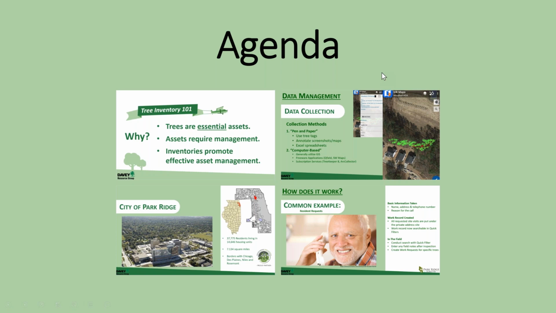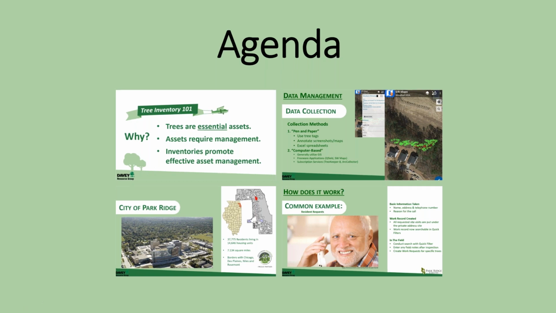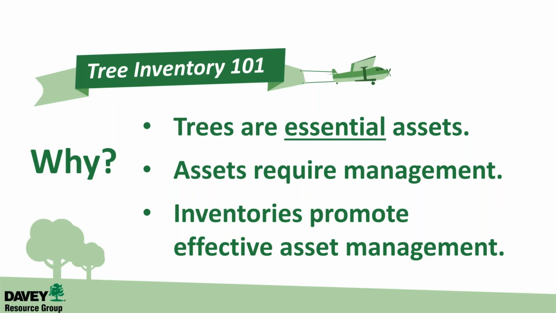I find it's not the what anymore, but the why. We're learning in today's world even more than ever that trees are an essential asset. They're part of the infrastructure of a community, and they require management. The best management practices for this are to know what you have and where it is, so you can be more effective with your limited resources. And ideally, you'd be proactive.